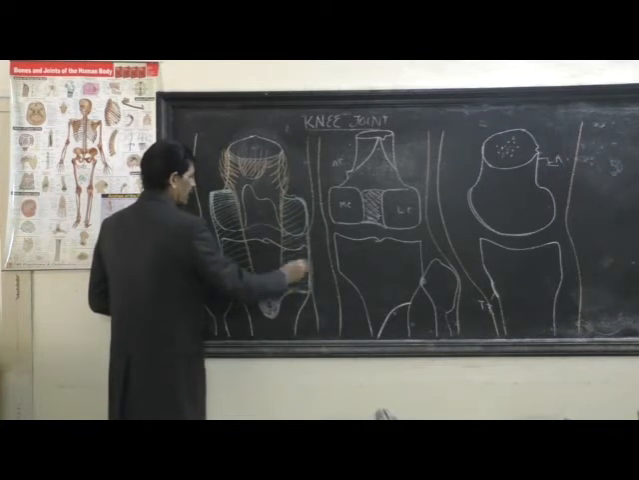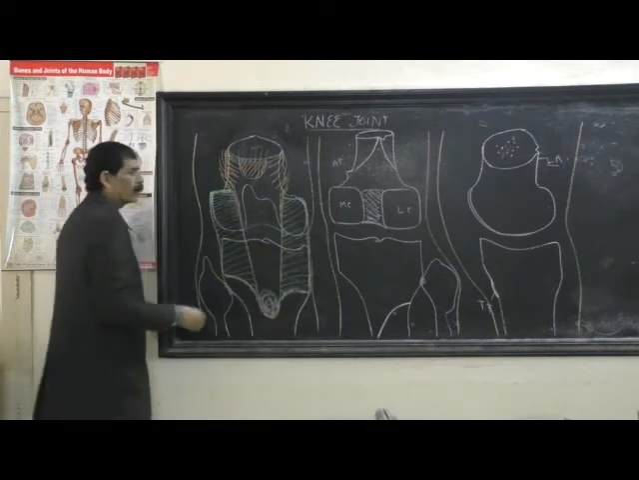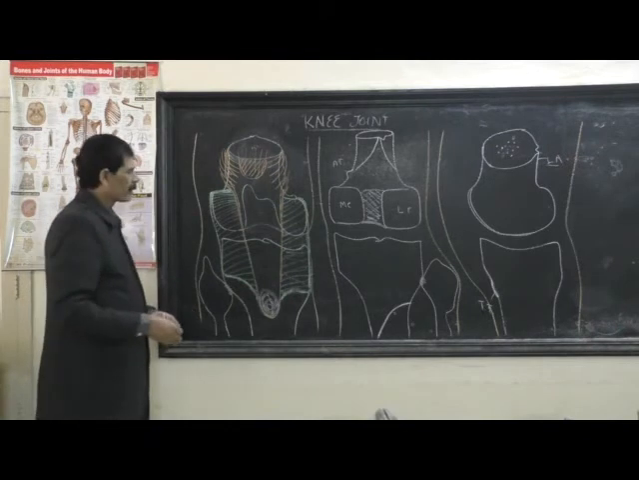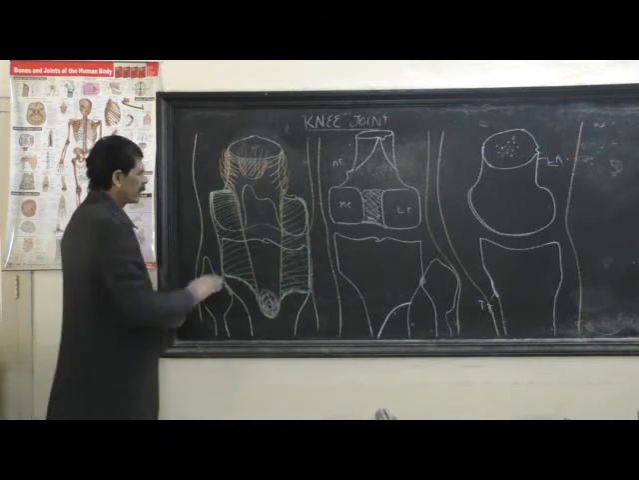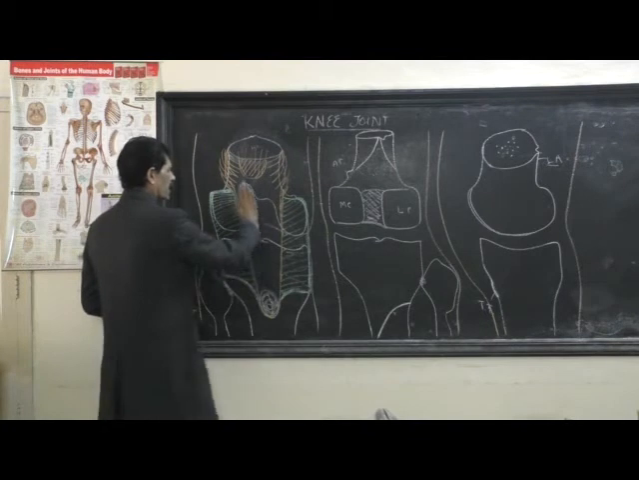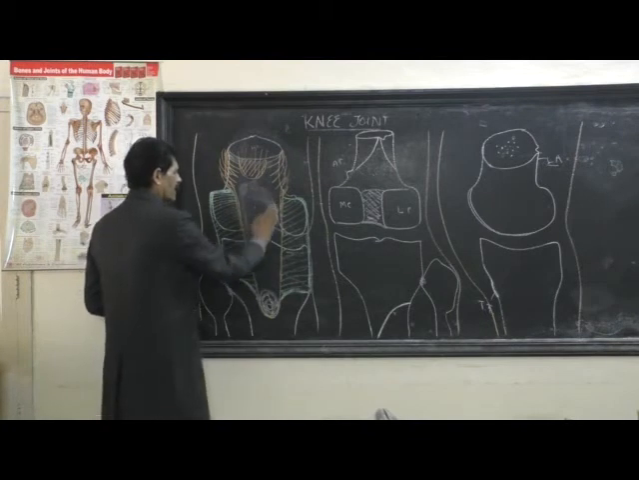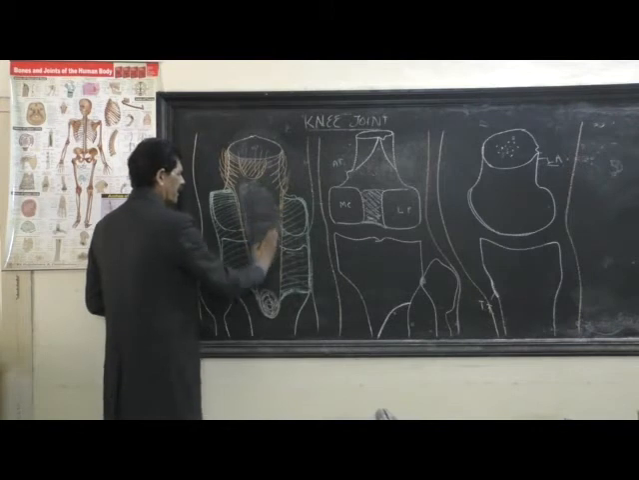Hence, the joint is now closed. So here it is lying over the bone. Now we can't see the bones because now they are inside the fibrous capsule.